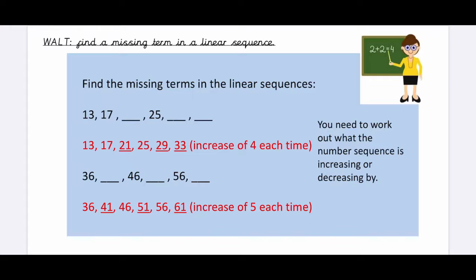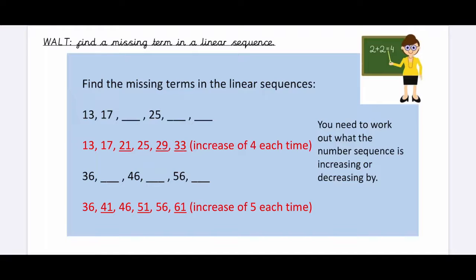So if you think about 13 and 17, there's a difference there of 4, and it's an increase of 4 because we're going up. Okay, so to work out those missing numbers, we then need to add 4 onto the 17, which gives us 21. We then need to add on 4 onto 25, which gives us 29, and then add a 4 onto 29 to give us 33.